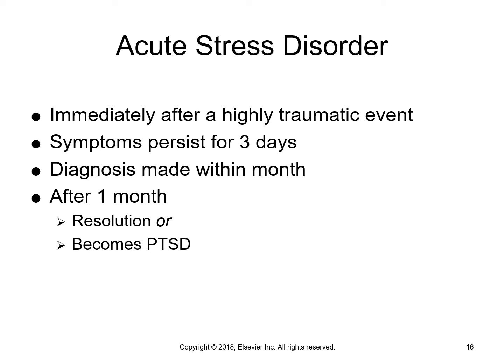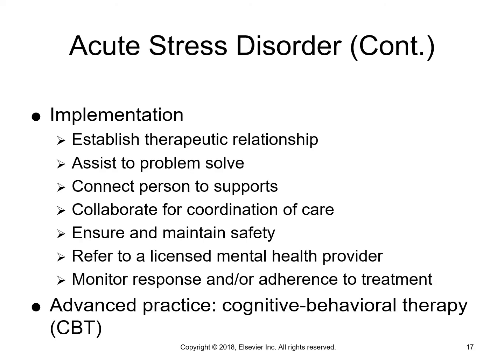Next is adjustment disorder. Okay, so before looking at adjustment disorder, let's look at the interventions that we use in acute stress disorder. Establish a therapeutic relationship, assist with problem solving, connect the person to support systems, collaborate for coordination of care, ensure and maintain safety, refer to a licensed mental health provider, and monitor response and adherence to treatment. In advanced practice, cognitive behavioral therapy is utilized to change their maladaptive beliefs into positive thinking.